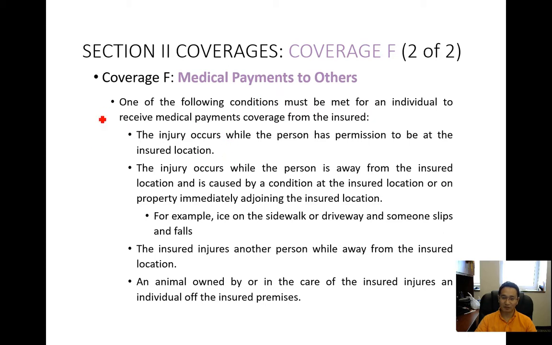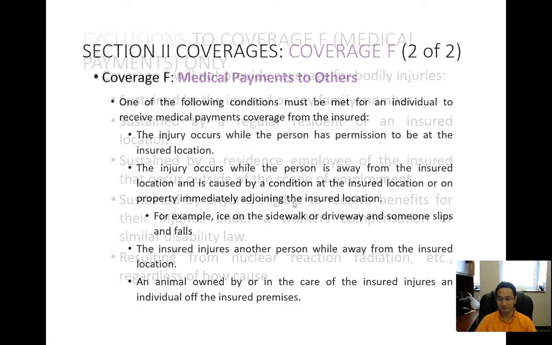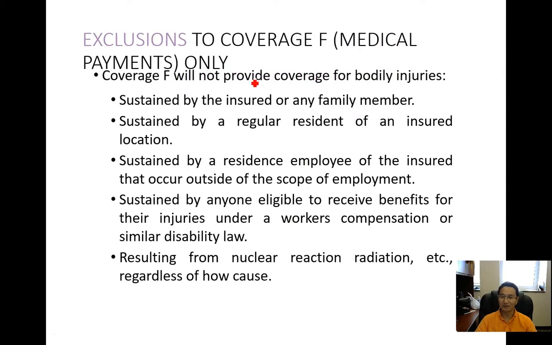So those are the rules, right? You just need to read over the rules. Coverage F will not provide. Those are your family members, right? If you injure yourself at your home, your homeowner insurance is not going to provide coverage because you have your own health insurance. And they have some other rules. It's a lot of rules, a lot of laws. That's one part of financial planning. That's why I think it adds value and it goes above and beyond compared with CFA.